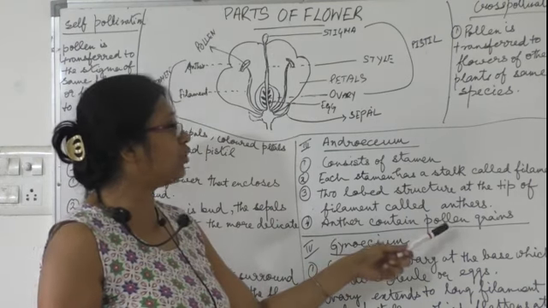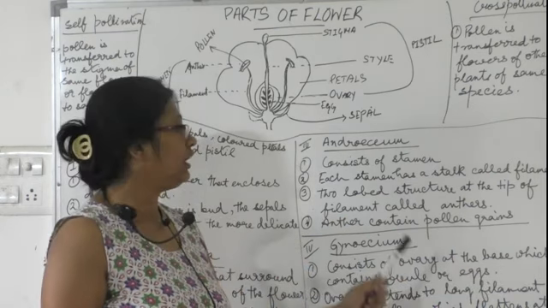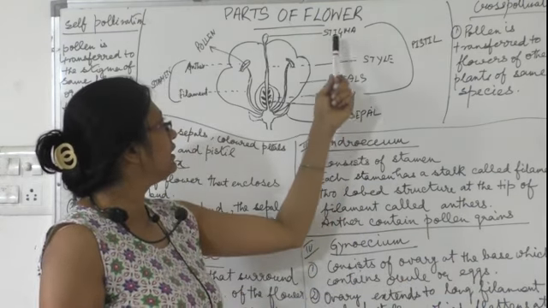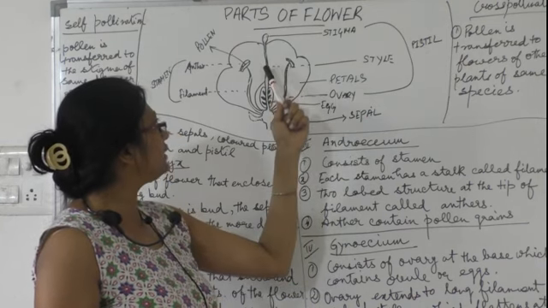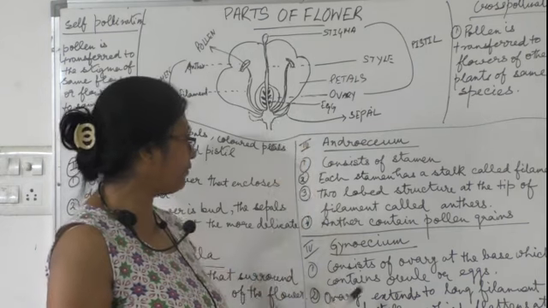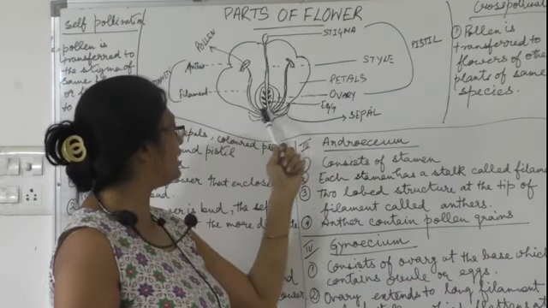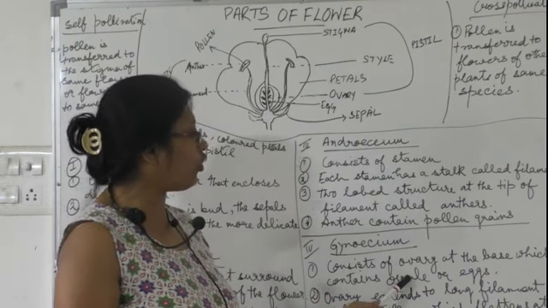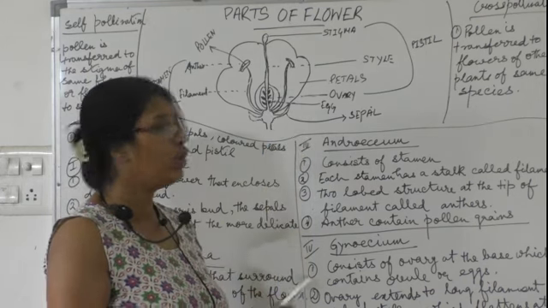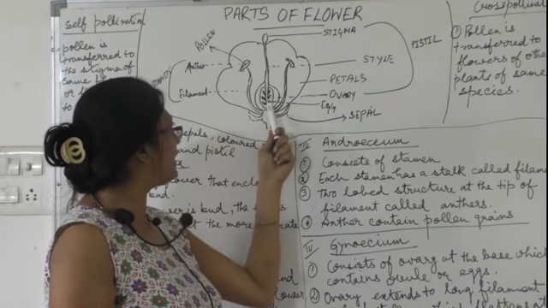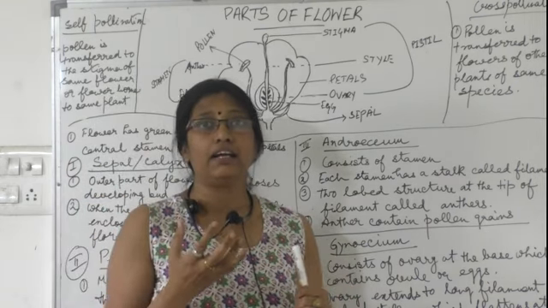Next is gynoecium. As I told that androecium is the male part, so gynoecium must be the female part. Gynoecium consists of stigma, style and ovary. You can see this is stigma, this is style and this is ovary. The ovary is at the base and contains ovules or eggs. These black portions are eggs. So this is ovary and it contains ovules or eggs, the female gametes.